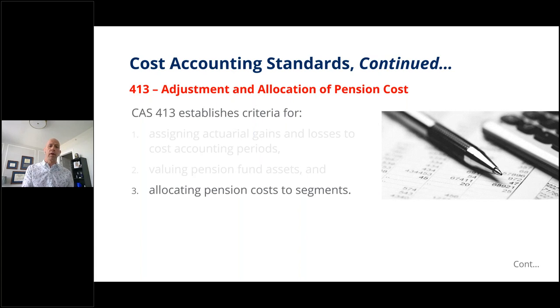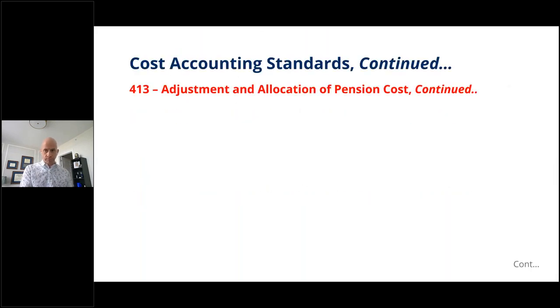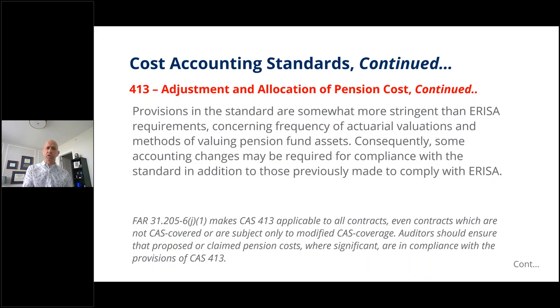But those bigger companies, they have different operating segments, different divisions. They've often bought up other companies along the way. They may have assumed some pensions along the way in some of those mergers and acquisitions. Again, 412, 413 here deal with that and allocating those costs appropriately. Note that the provisions here, when we talk about 413, are more stringent than what ERISA requirements are, particularly with the frequency of the actuarial valuations and the methods of valuing pension fund assets. What you need to do here may be in addition to what you have to do to comply with ERISA.